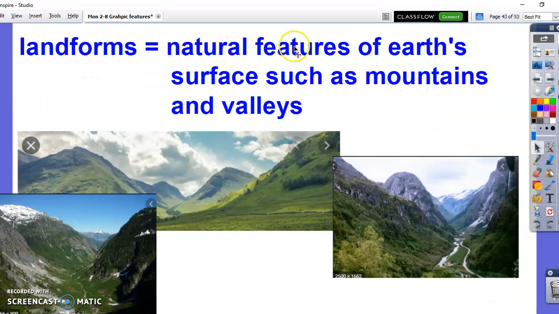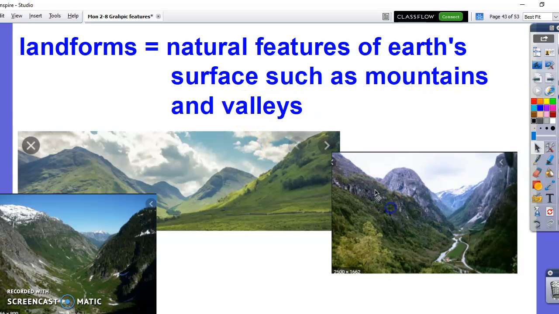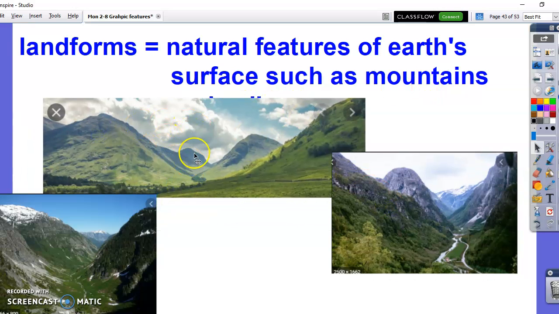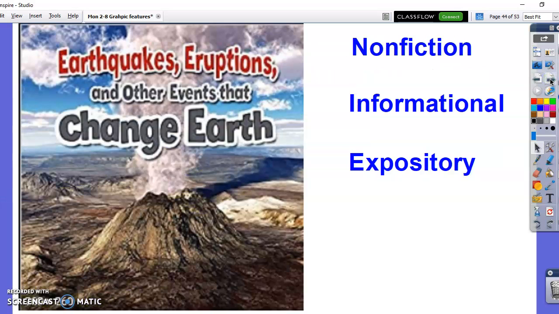Landforms are natural features of Earth's surface, such as mountains and valleys. Mountains are just the high points, valleys are the low points. When you have mountains, that low part in the middle and between the mountains is called the valley. Again, this is a nonfiction text. Another word for it is informational, and also sometimes expository is used.